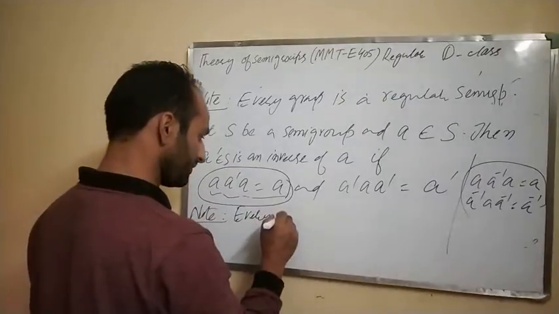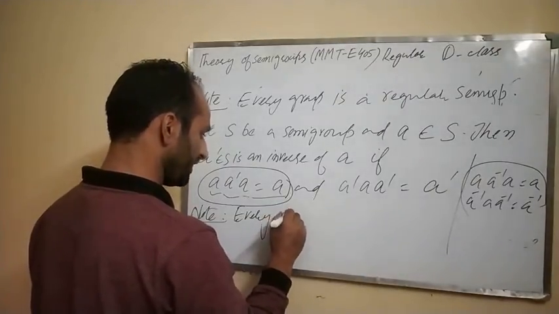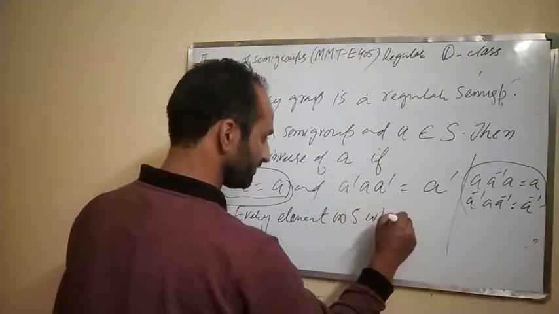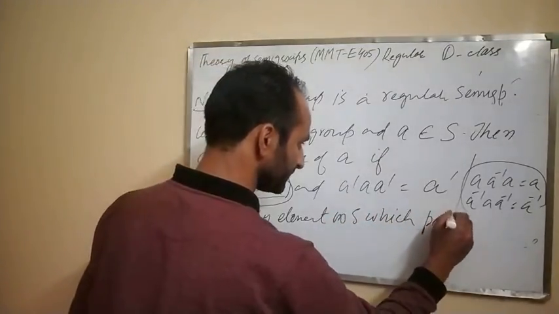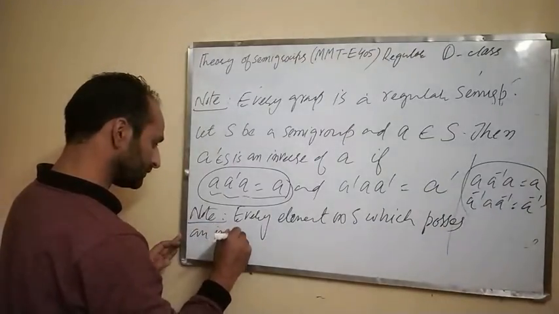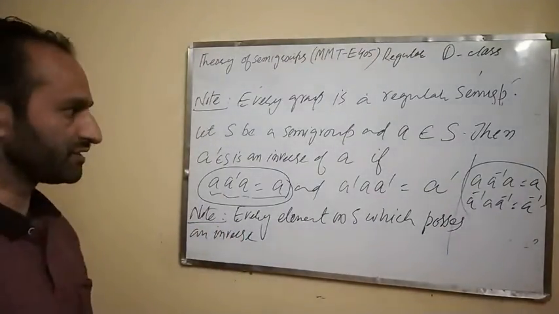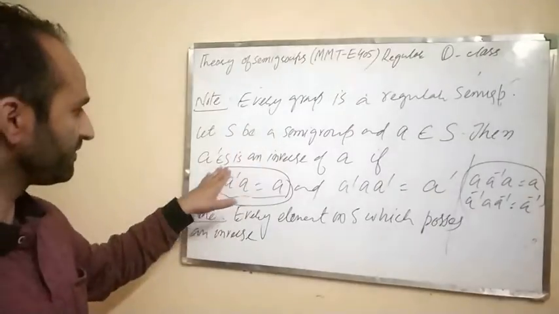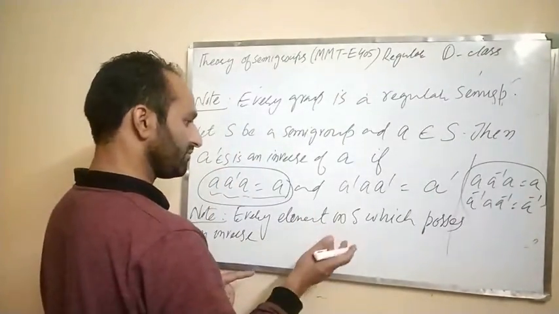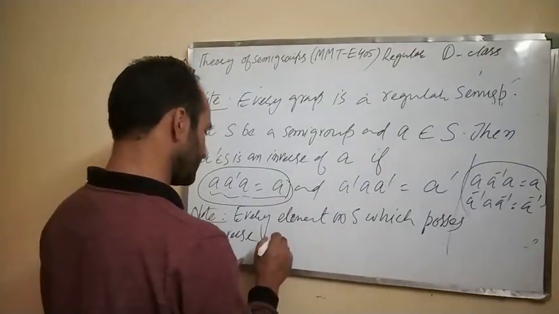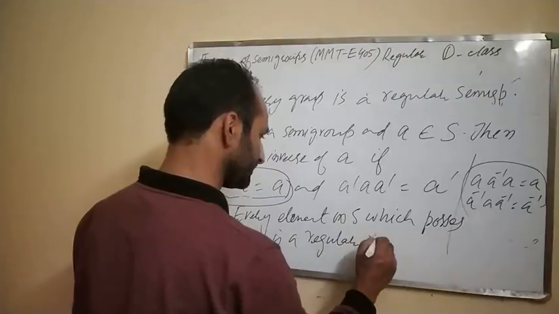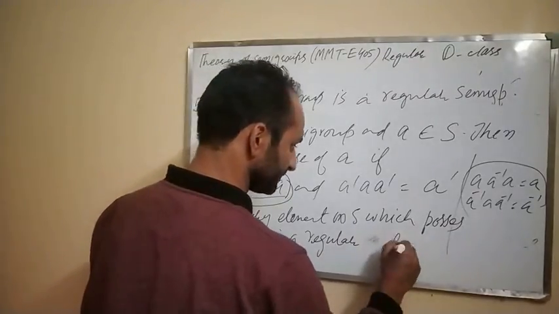So you can write here: every element in S which possesses an inverse, like a, if it has an inverse a', then that element a is a regular element. Every element in S which possesses an inverse is a regular element.